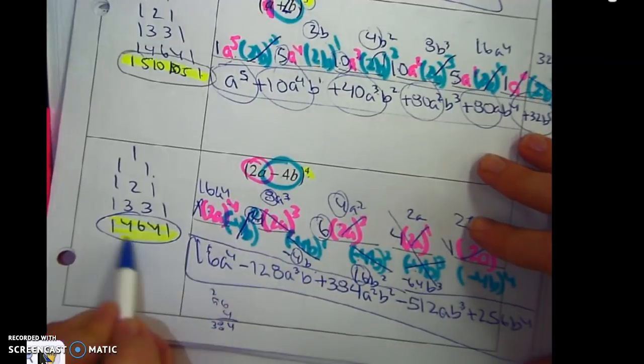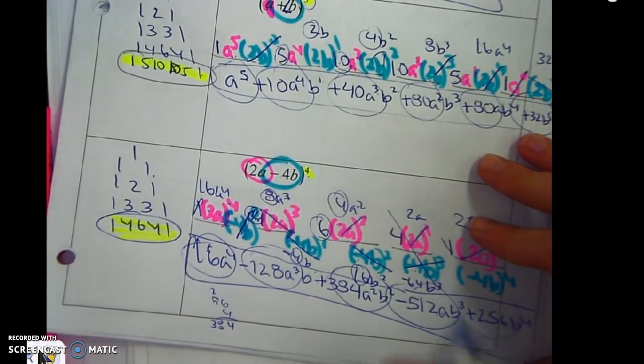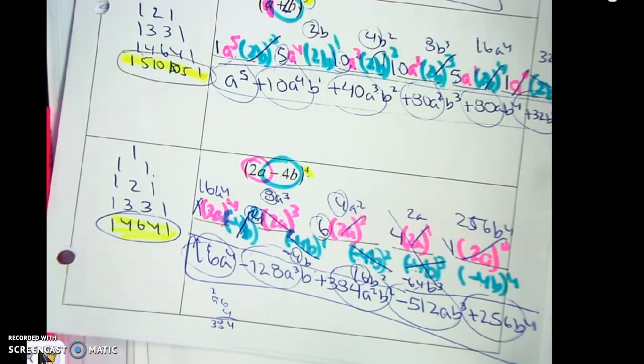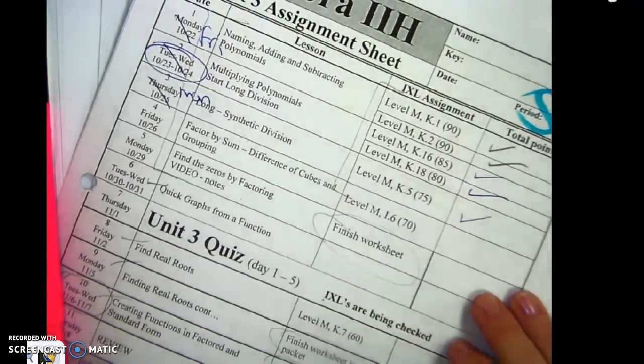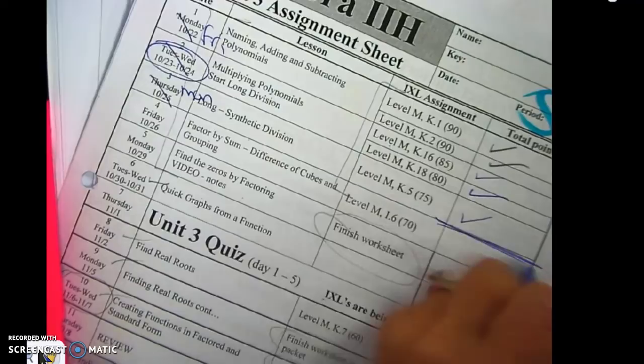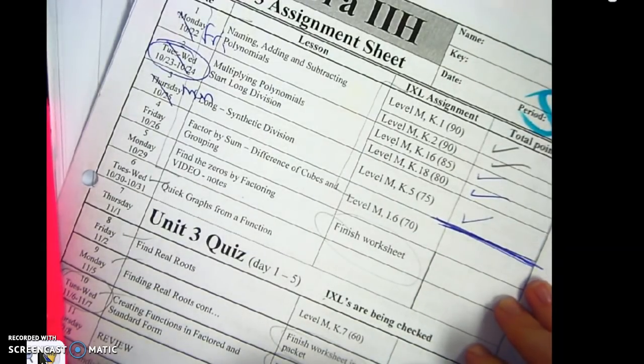All right, let me double check. There should be 5 terms. 1, 2, 3, 4, 5. So if I have time, I'll check it in the calculator. Now, your homework is to do this one, okay? That means that everything up to here needs to be done by the time I see you on Thursday, okay?